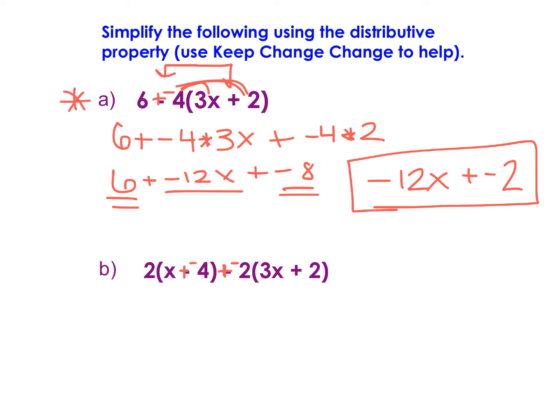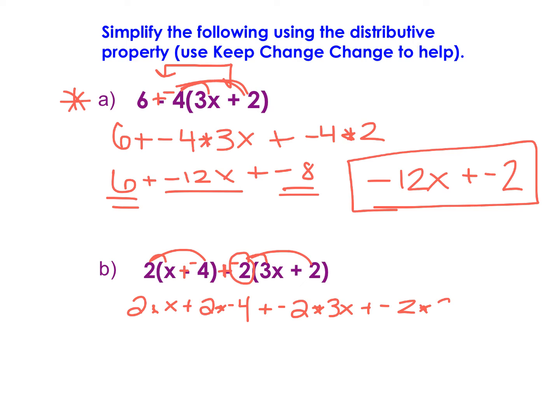Then from here, we can see we have two distributive property problems down here. So this first one, we have 2 times x plus 2 times -4. And then something to note here is that by using keep, change, I was able to catch that we're distributing a -2 here. So we have -2 times 3x plus -2 times 2.